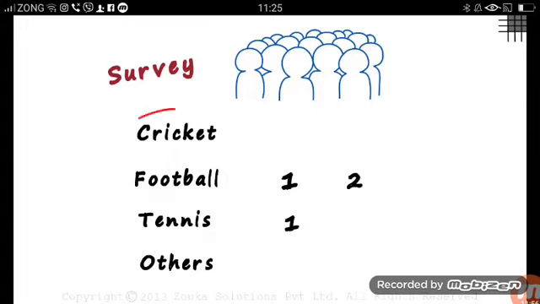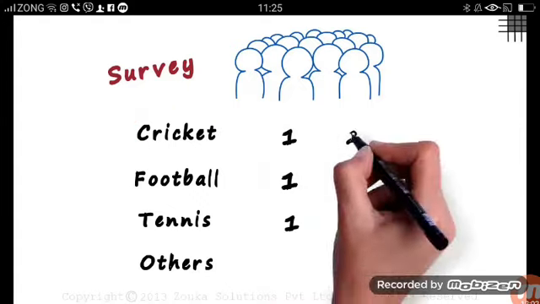The next guy says cricket. So you write a 1 here. The next guy also says cricket. So you write a 2 here.